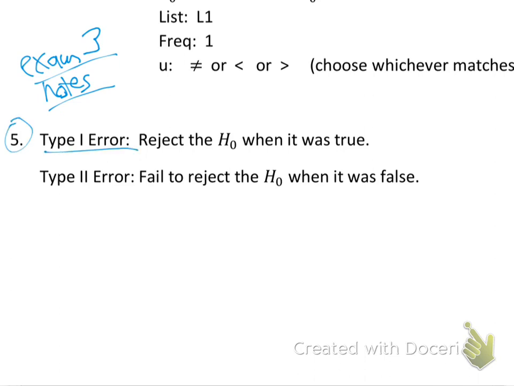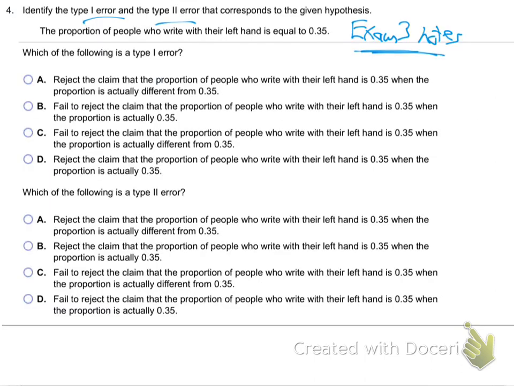And here's part 5, which tells the type 1 and type 2 errors. This is what you're going to want. These are the notes you're going to want to have with you when you take exam number 3. So type 1 error, type 2 error. So let's go back to the question.